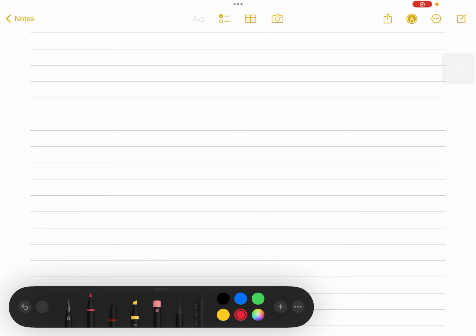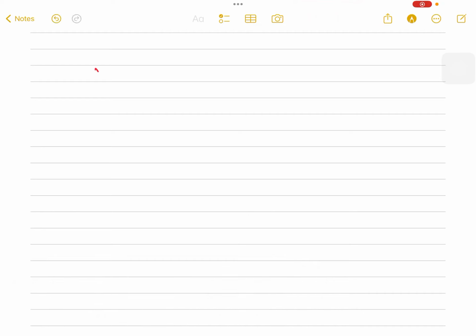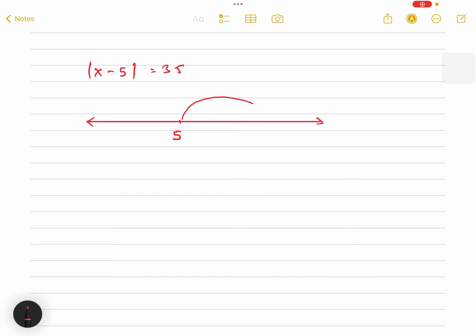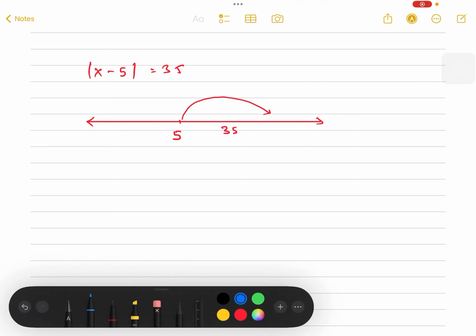Let's now solve a simple modulus equation. |x - 5| = 35. This clearly says that we are looking for a real number x whose distance from the real number 5 is fundamentally 35. So what we can think of is positioning our x exactly 35 units ahead of the real number 5.